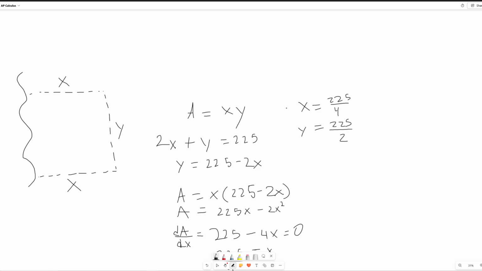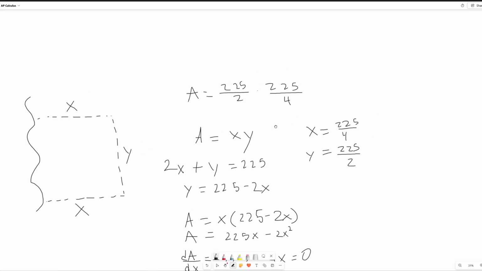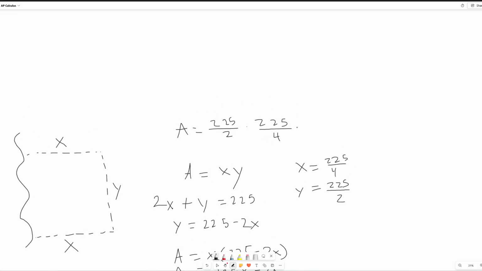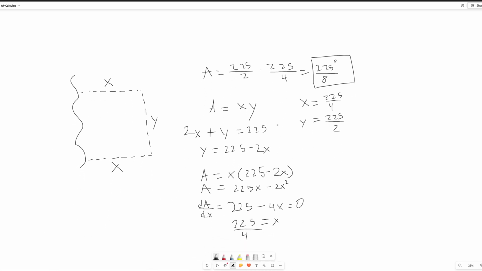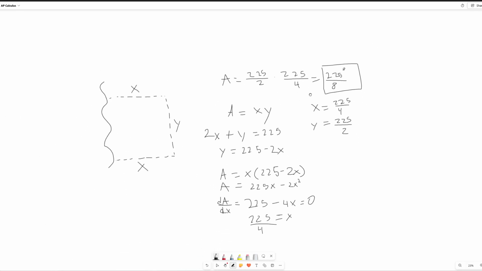And now it just takes one simple step. If it asks you for the maximum area, plug these in. Area equals 225 over 2 times 225 over 4. That's not a fun number, so I'm just going to write it as 225 squared over 8 and call it a day. If you had a calculator, you would need to simplify and plug it in. But that is that for that problem.